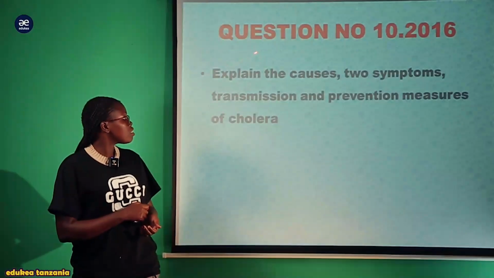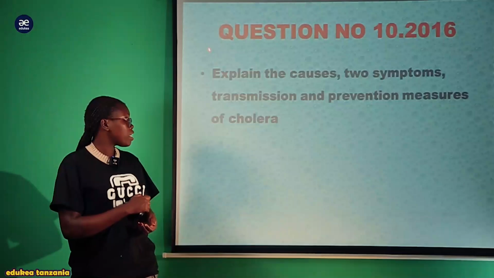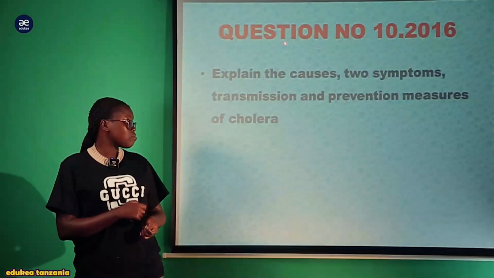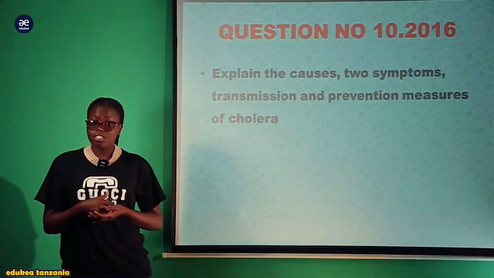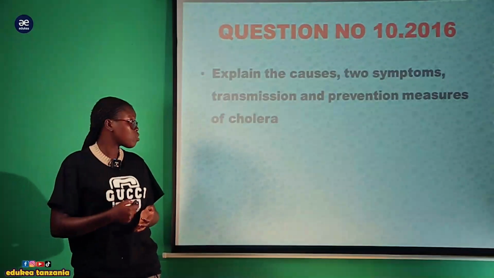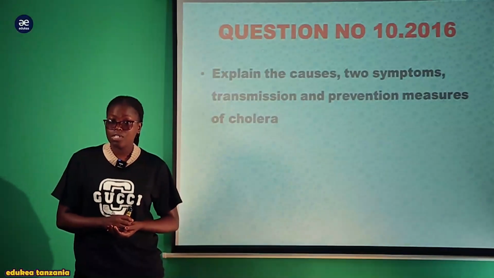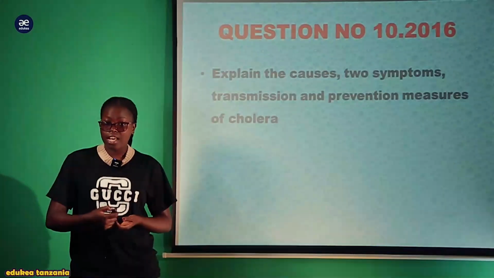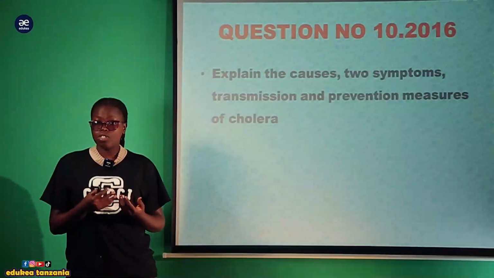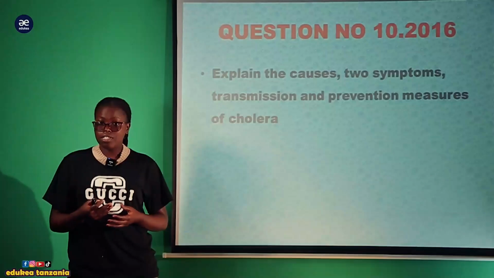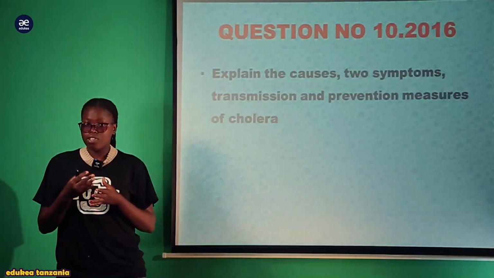The next question is this one, which is question number 10 of the year 2016, which asks you to explain the causes, symptoms, transmission and prevention measures of cholera. This question we have already done several times concerning cholera. We have looked at the symptoms, transmission and preventive measures in several NECTA questions. I hope, for further information and understanding, you subscribe to our media on the topic of health, immunity and diseases, so that you can have a full package on this particular concept of the variety of diseases.